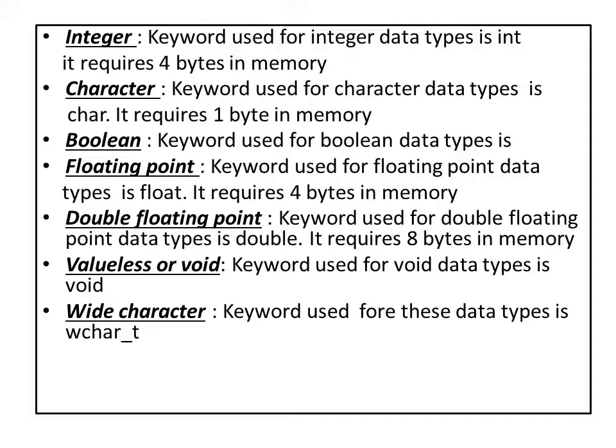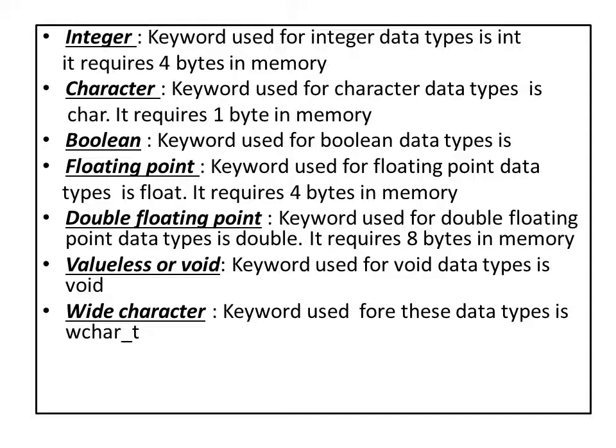And for boolean, the keyword used for the boolean data type is bool. For floating point, the keyword is float and it requires 4 bytes in memory. For double floating point, it requires 8 bytes in memory, but the keyword used here is double, so that we can distinguish between floating point and double floating point.